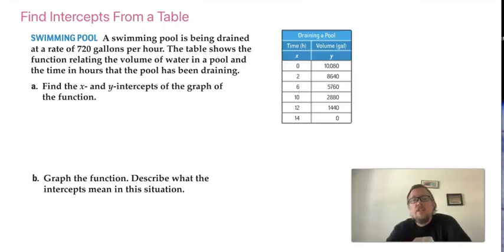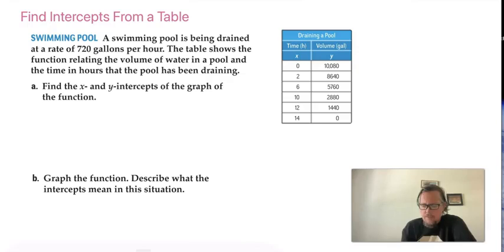We've learned how to find intercepts from a graph. Now we're going to learn how to find intercepts from a table. This says a swimming pool is being drained at a rate of 720 gallons per hour. The table shows the function relating the volume of water in a pool and the time in hours that the pool has been draining. And our first task is to find the x and y intercepts.